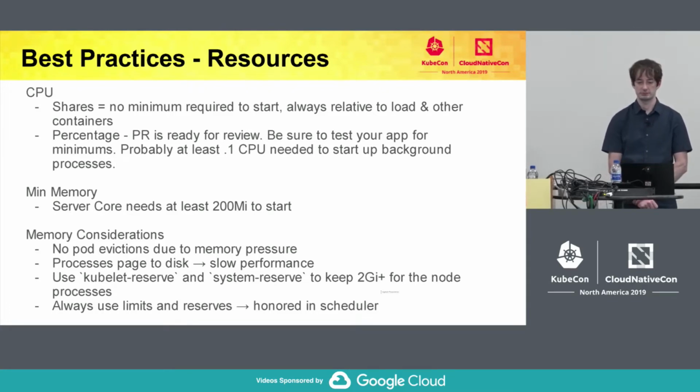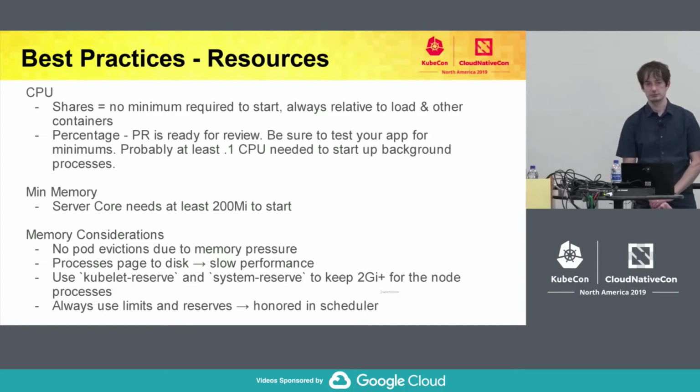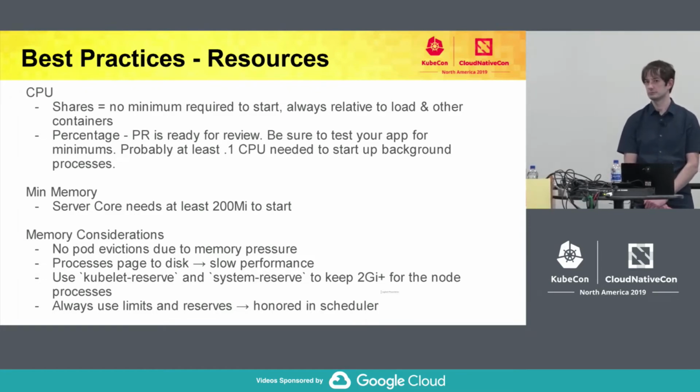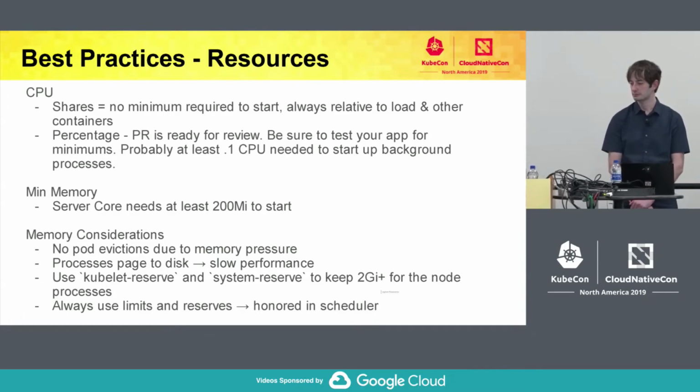So our recommendation, until we get pod evictions and the ability to enforce a memory allocation on a container in Kubernetes and in Windows, is to use kubelet reserve as well as system reserve to keep at least 2 gigabytes. That's the really bare minimum for the node processes. Kubernetes and the scheduler are going to help enforce that, and when you add limits and reserves on your actual containers, the combination of those plus the node allocatable will help the scheduler decide which containers it can put on each node.